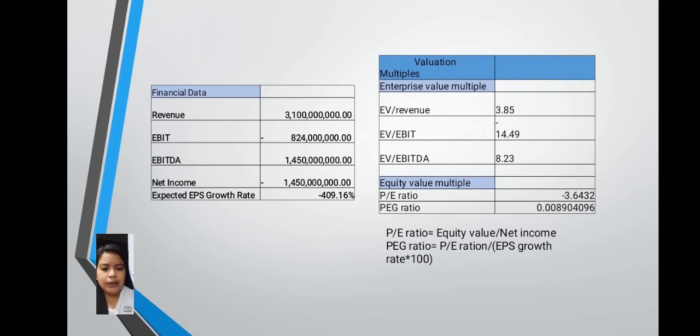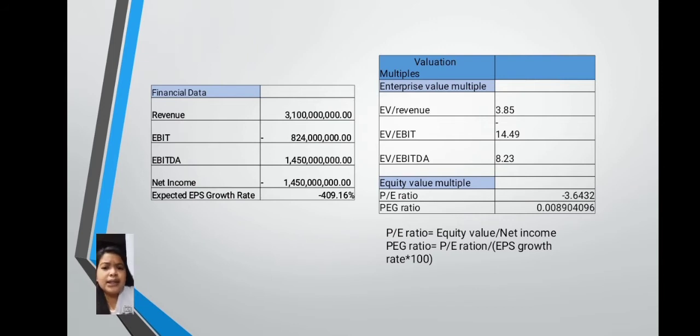EV over EBIT is equal to negative 14.49. So what does this negative 14.49 indicate? So it indicates that the company has a high debt relative to cash. Also, this negative 14.49 indicates that the company has experienced financial difficulties.